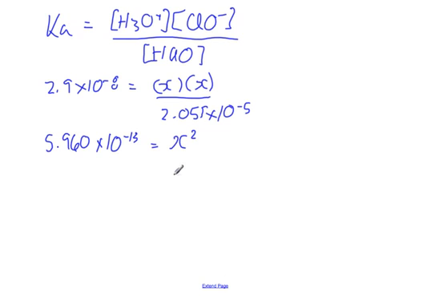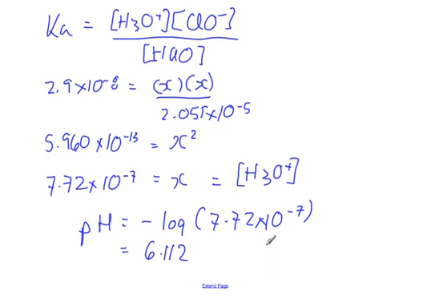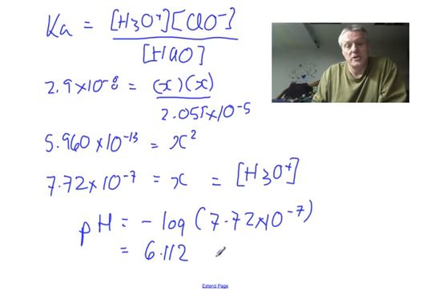And x equals 7.72 times 10 to the minus 7, which happens to equal the hydronium ion concentration. Remember, x does represent hydronium ion concentration. So now we just plug into the pH equation, and we get a pH of 6.112. So 6.112 for the pH of the same concentration of a weak acid.